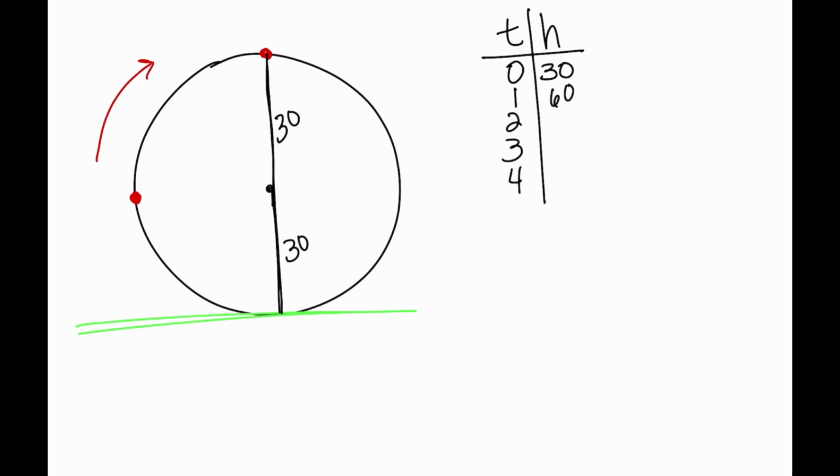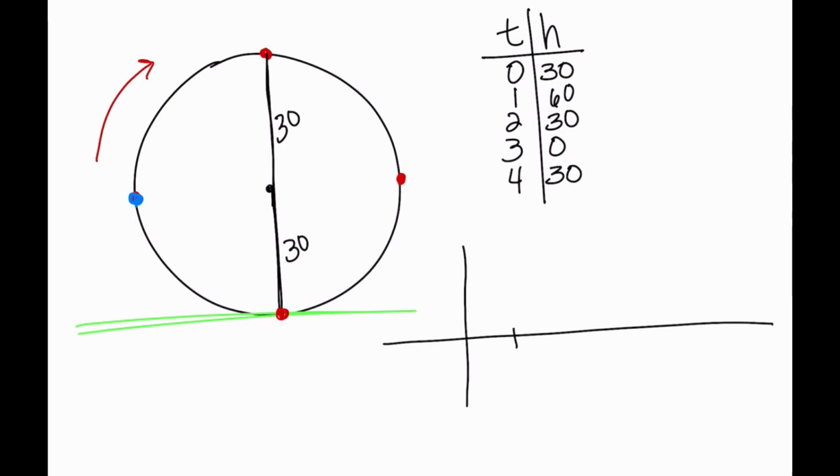What happens as it continues to move? The next second is going to be located there, which is going to be 30 again. Then after another second, it's going to be down at the bottom. So that means the height is going to be 0. And then finally, when it goes back at the 4th second, it's going to be back at its original position. And so that height is going to be back to being 30. I'm going to go ahead and create a graph to get a better picture as to what this looks like. So 1 second, 2 seconds, 3 seconds, 4 seconds. This is time. And then I'm starting at 0, then I'm going 30 and 60. So here's 30, here's 60.